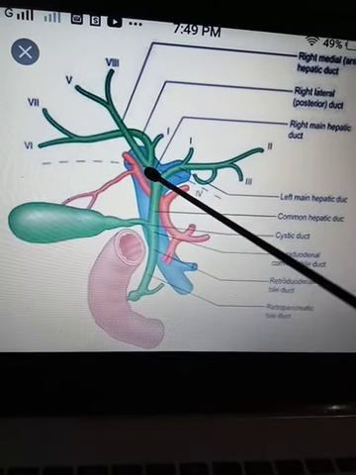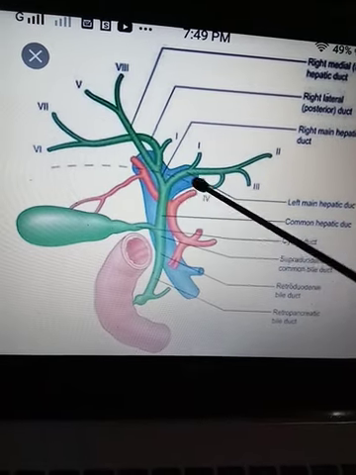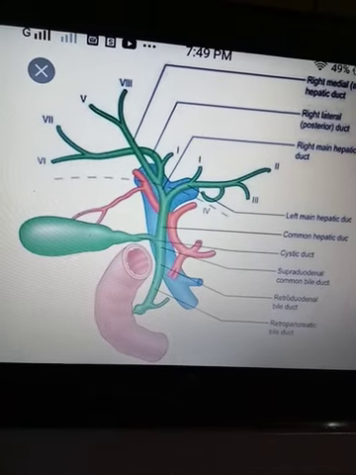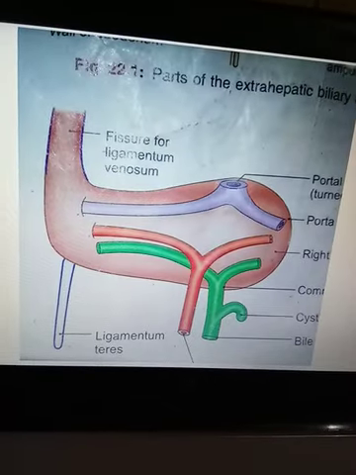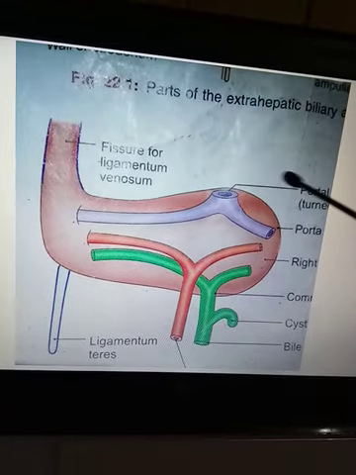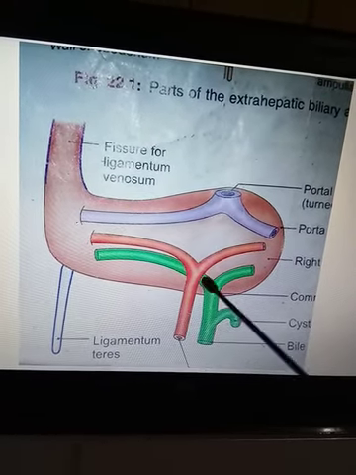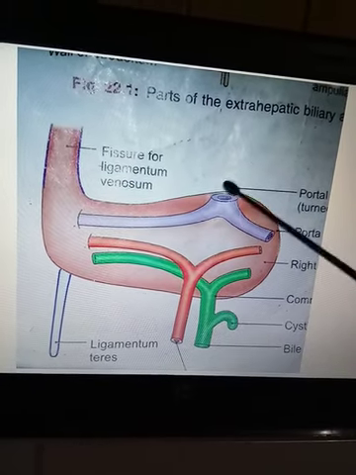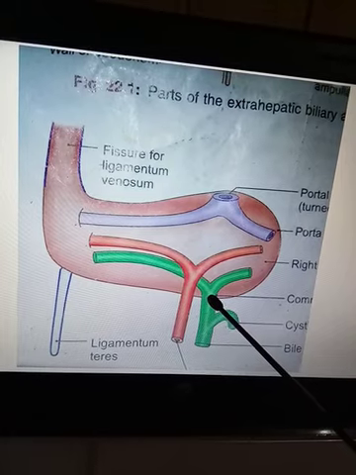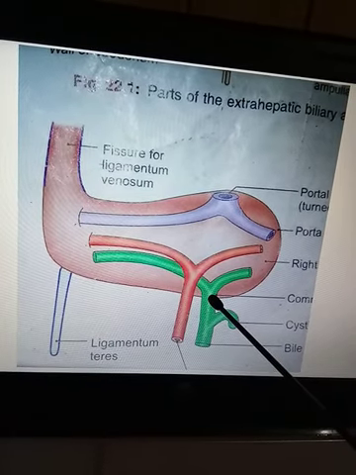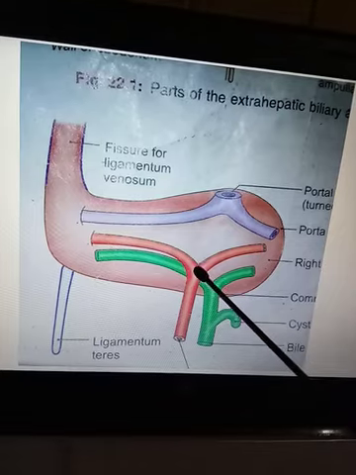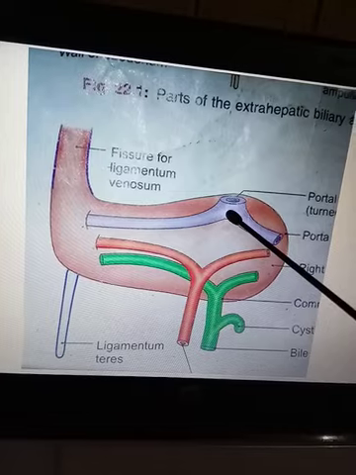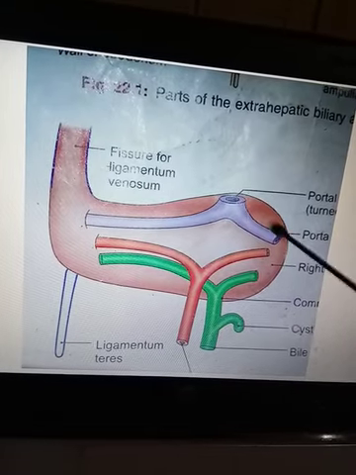If you can see in the picture, this point is called the porta hepatis. In the porta hepatis, you have the relation as DAV. From before backwards, you have the duct, that is the common hepatic duct, then you have the hepatic artery and the portal vein. DAV. This is the relation at the porta hepatis.